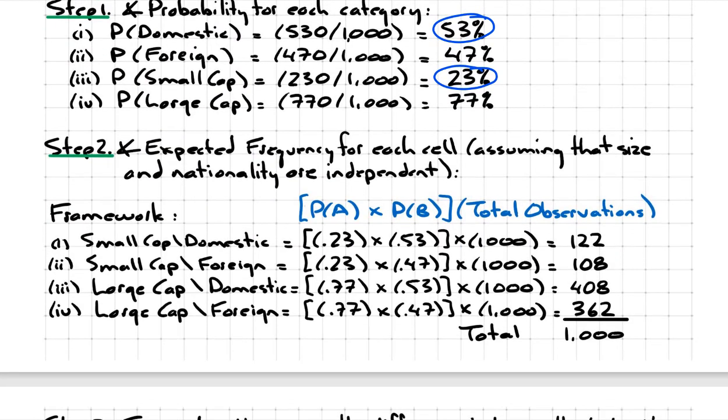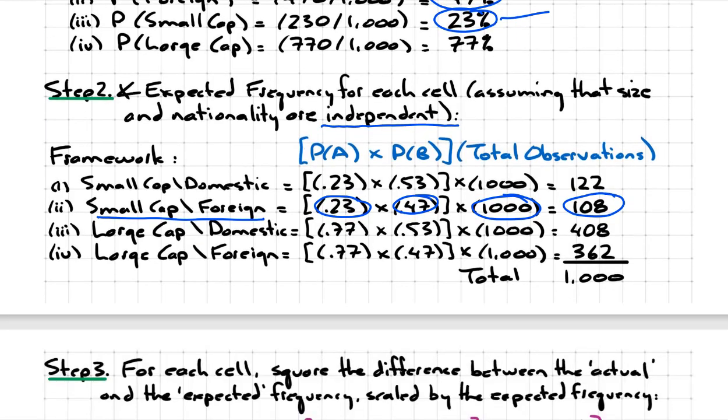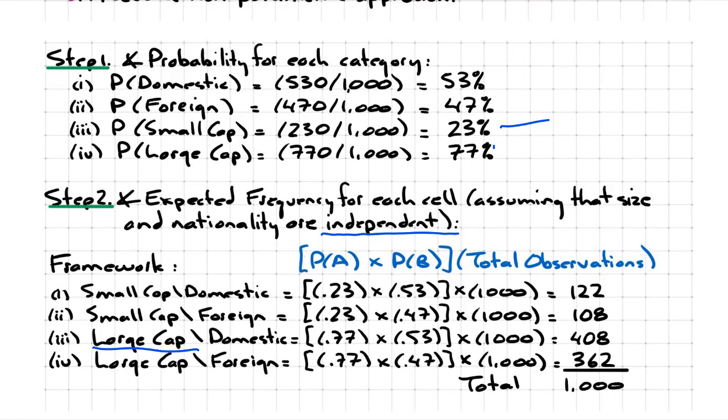All right, so again, start from the top. So if company size and nation of origin were independent, how many stocks out of a total of 1,000 would be small cap foreign? Well, the probability that it's a small cap is 23%, it's right there. And the probability that it's foreign would be 47%, it's right there. So therefore, out of 1,000 stocks, we expect 108 to be small cap foreign listed. And just very quickly, ladies and gentlemen, we just got 2 more rows to go. How about large cap domestic? Well, the probability that it's a large cap is 77%, and that it's domestic listed is 53%.